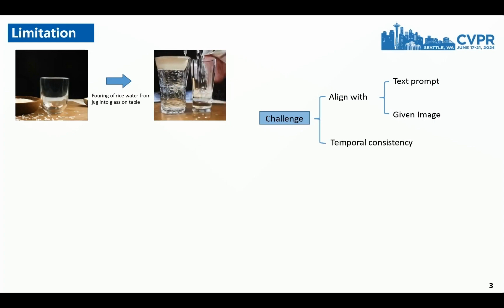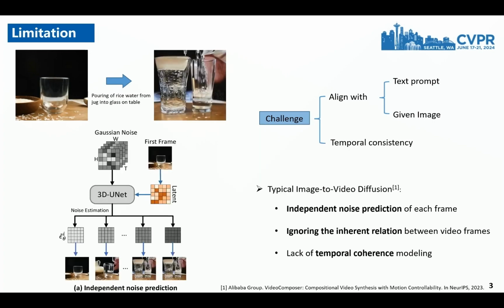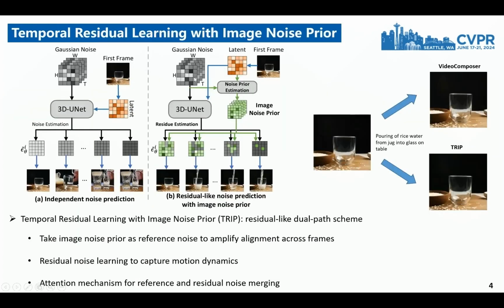an inconsistency problem. Typical image-to-video diffusion models often predict noise vectors independently for each frame, ignoring the inherent relation between video frames. Those methods fail to effectively model the consistency between video frames, making it easy for the generated video to exhibit sudden changes. To address this problem, we propose temporal residual learning with image-noise-prior.